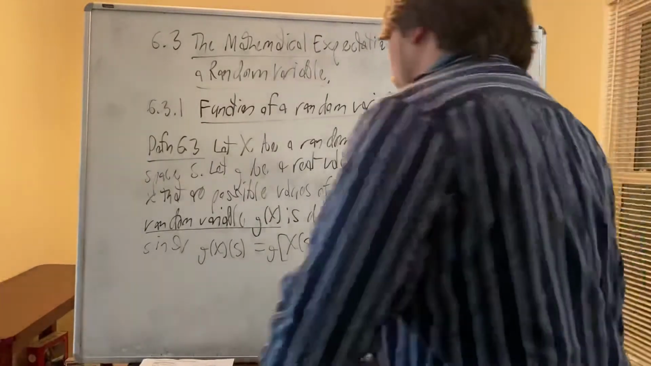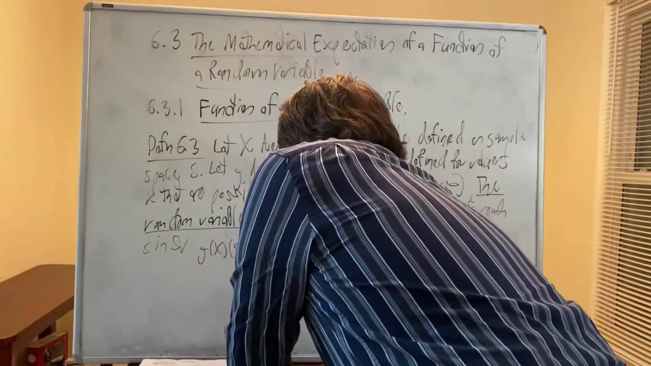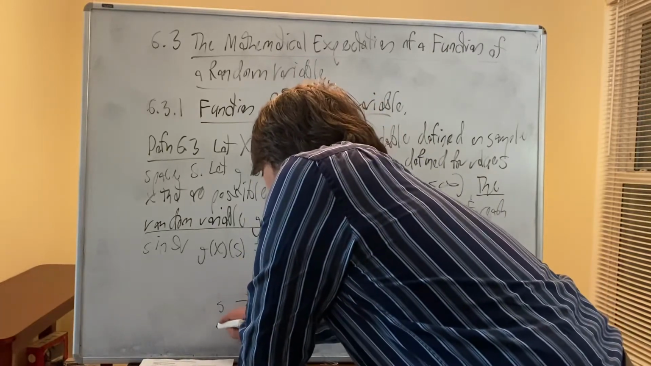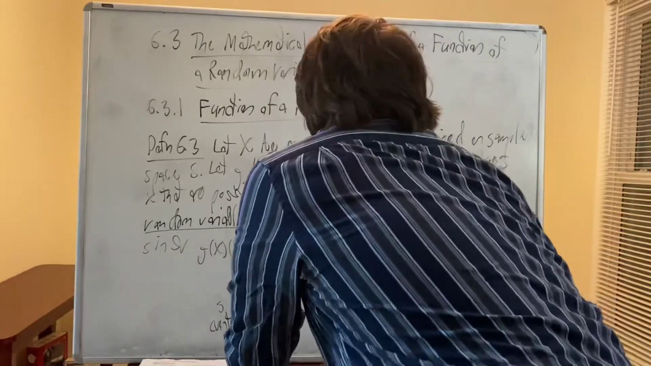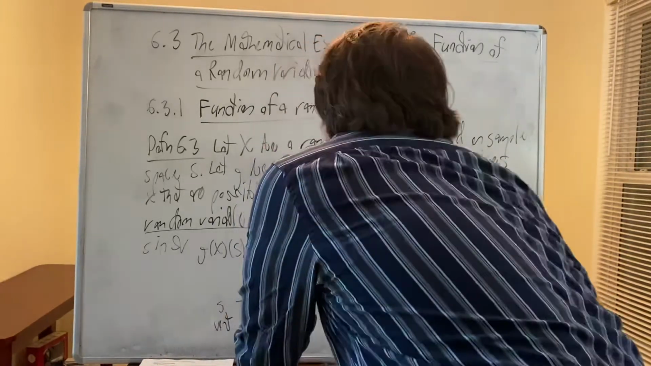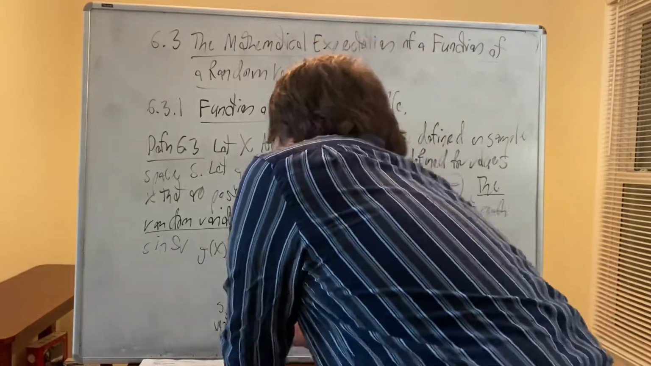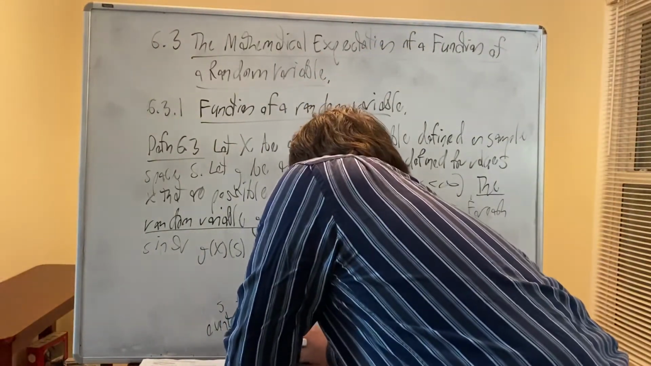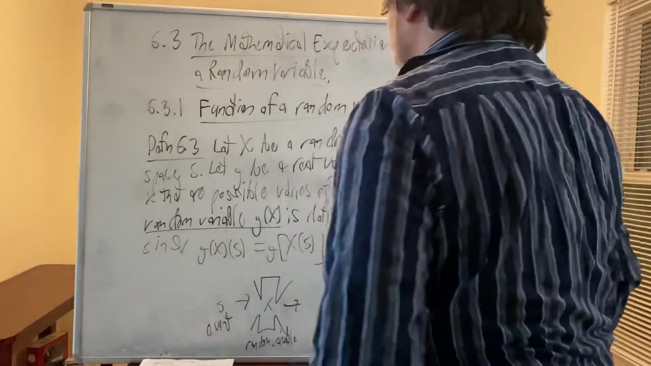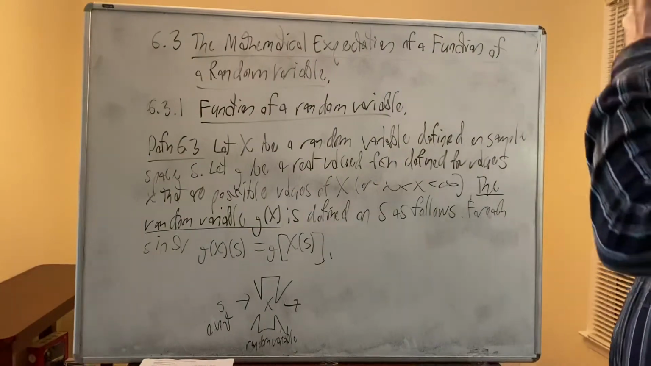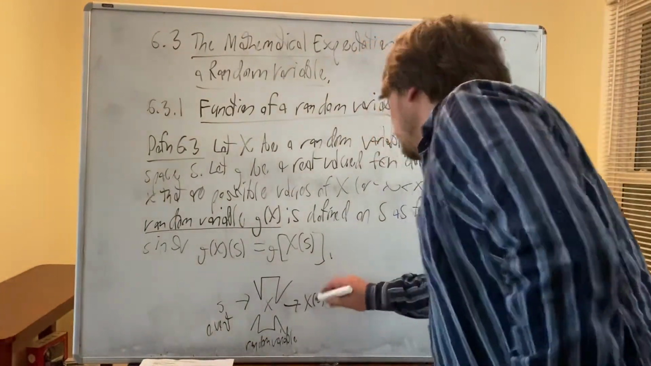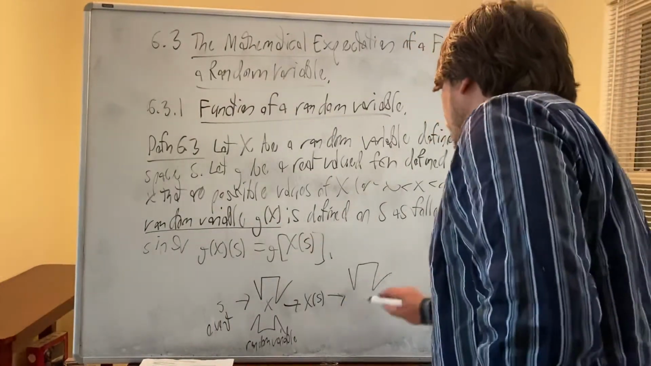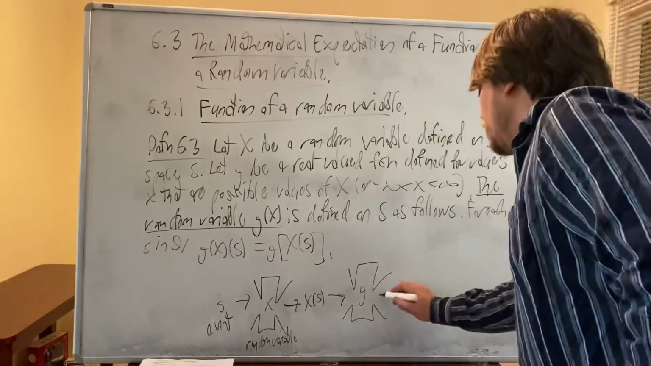But wait, let me just explain why. If you have the random variable capital X, and this is the event s, and you input it into your random variable capital X, the output is the value of X. Now if you take that value of X and you input it into the function G, then it will output a real number.